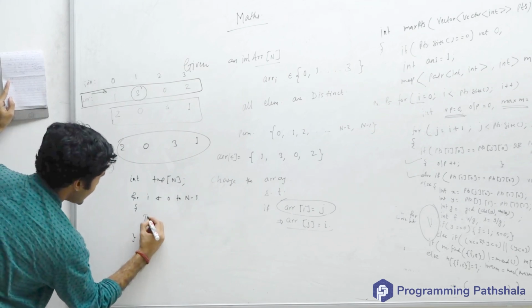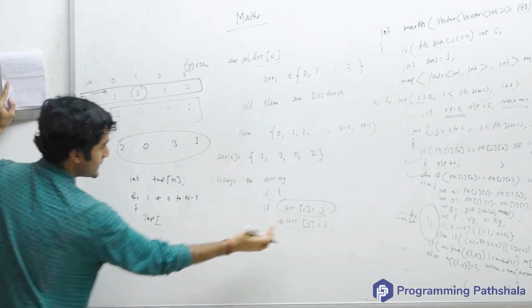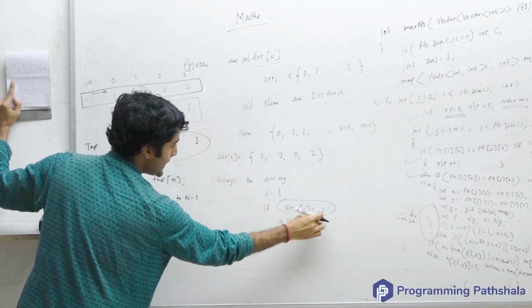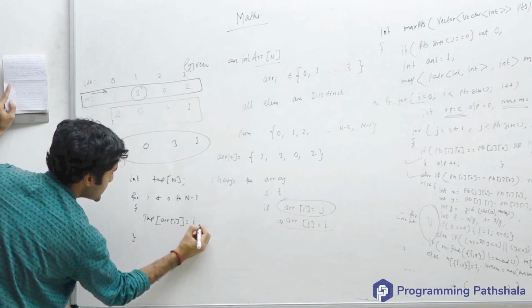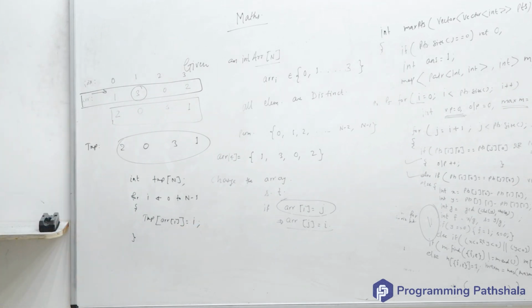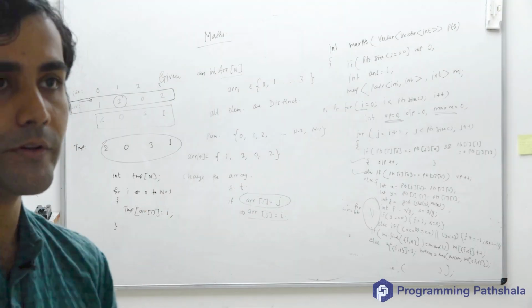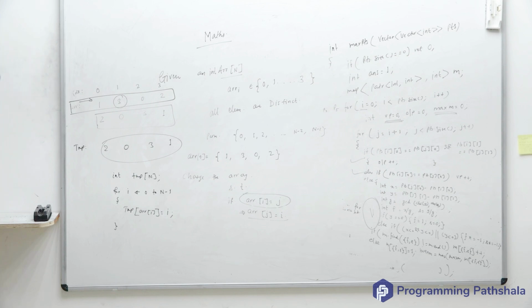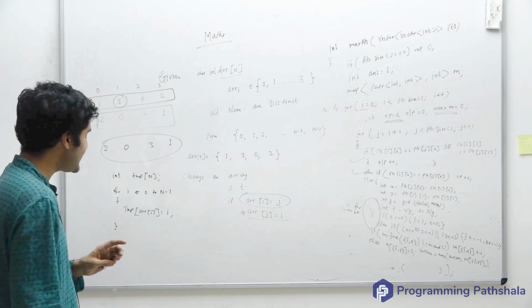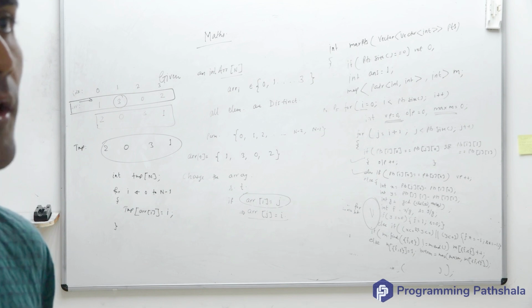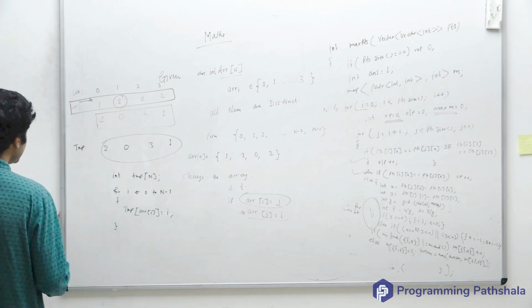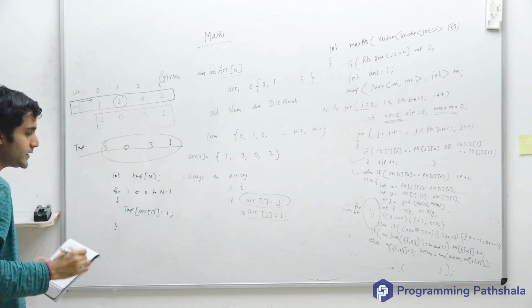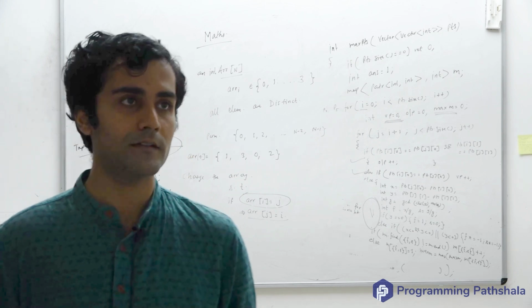So I can simply say that I want to make temp of j, and what is j? Array of I. So temp of array of I should be made equal to I. This is how you can do your job. By the way, if we discuss this approach, what will be the time complexity? Time complexity will be order of n, right? And what will be the space complexity? Space complexity will also be order n, because you have to declare another array of size n.